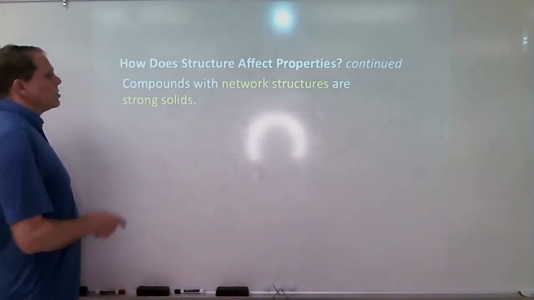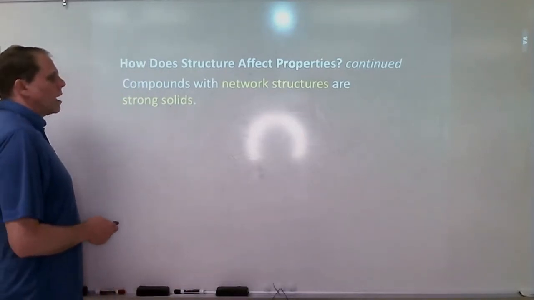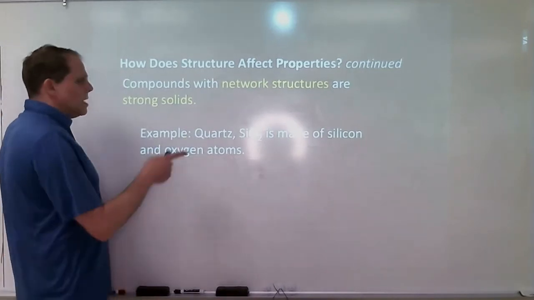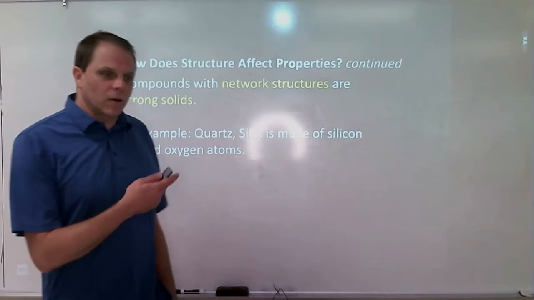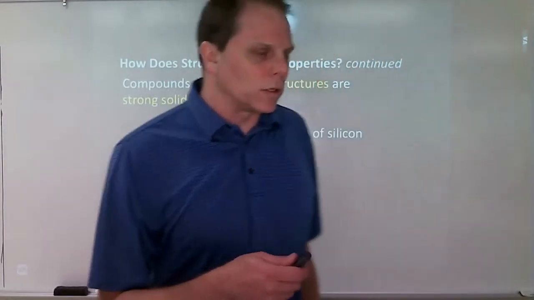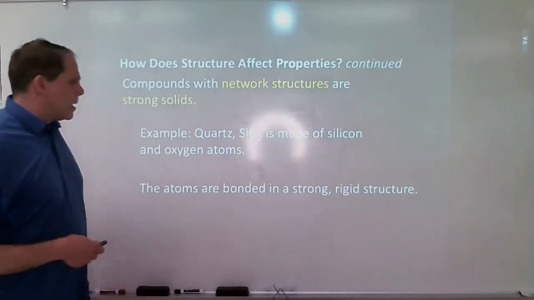So compounds with network structures, like the salt, sodium chloride, or like the diamond, are going to have strong bonds, and so they're going to be solids typically, right? Quartz, silicon dioxide, diamond, like I talked about. Silicon dioxide is basically quartz, right? It's the stuff that you would make glass out of. You've seen plenty of quartz rocks in the mountains, I'm sure.